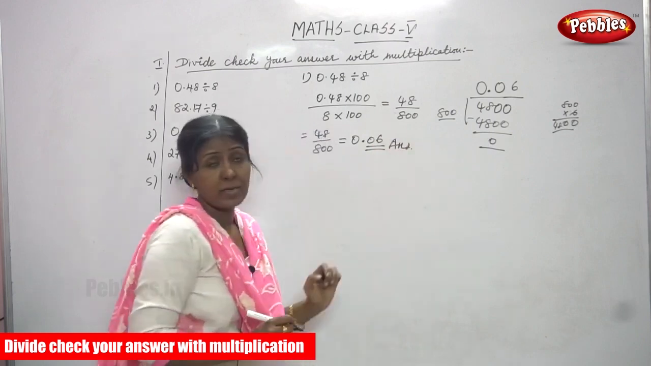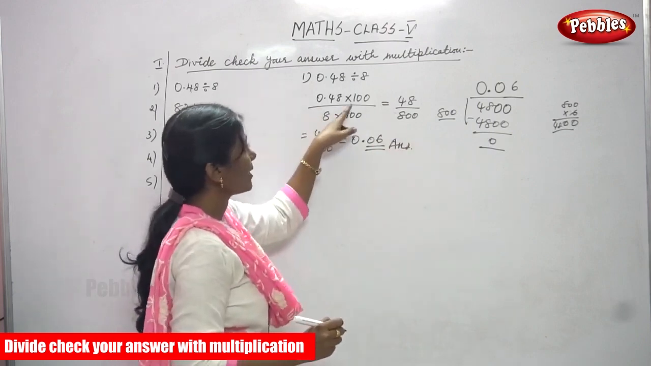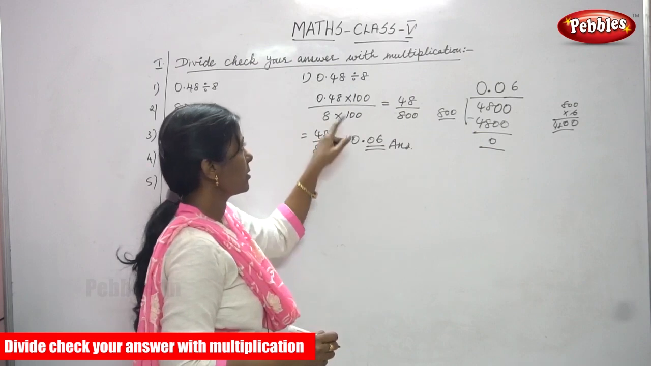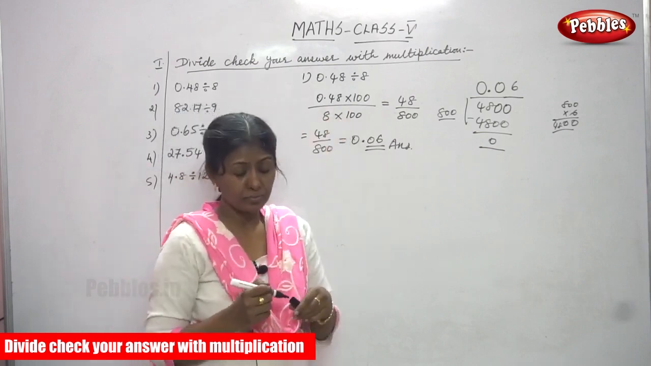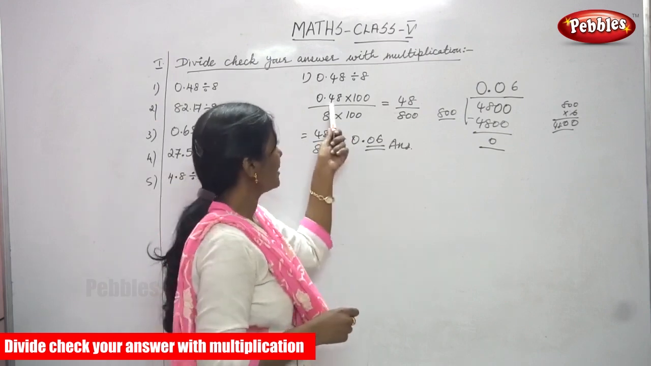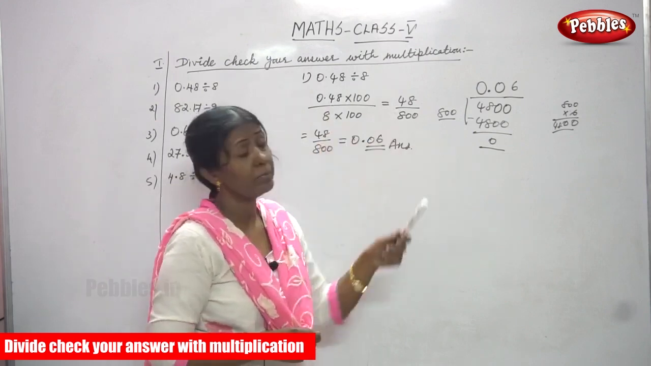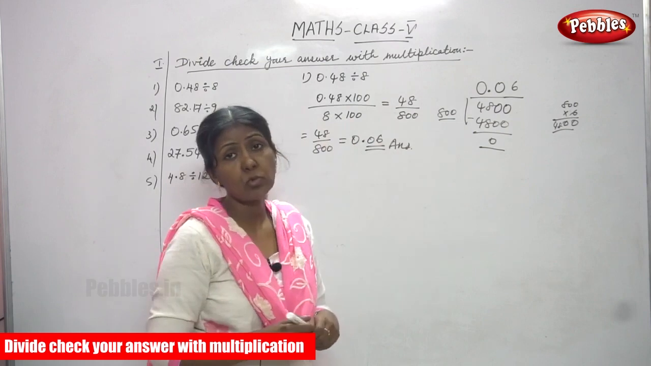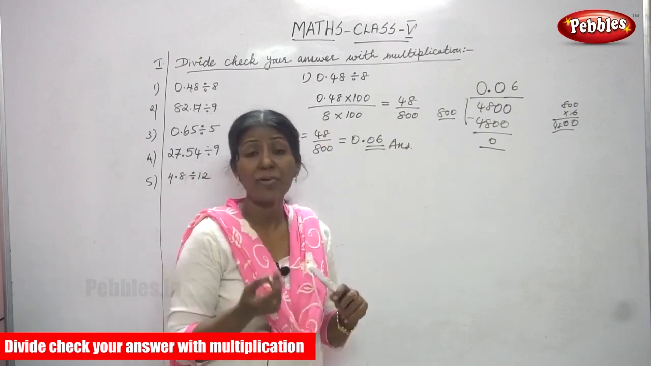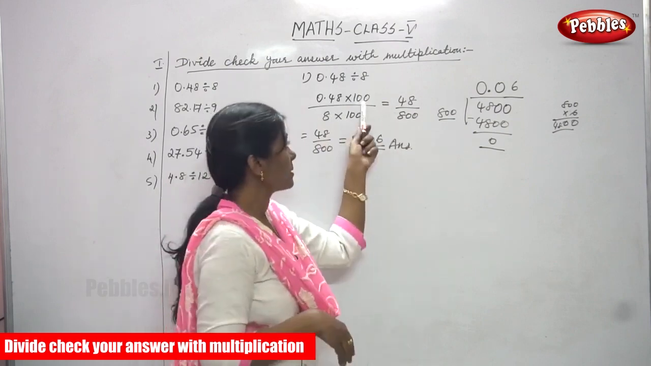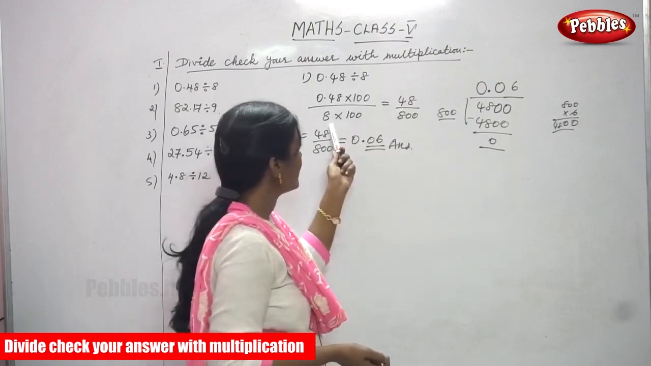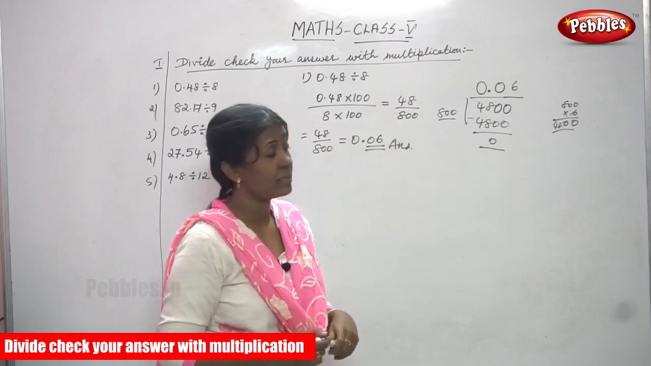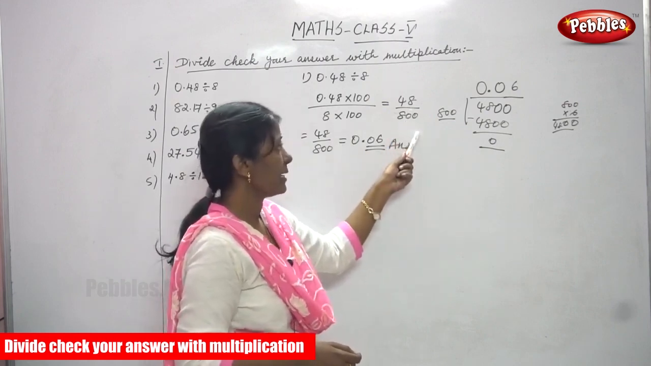I think you understand the sum. I'll just repeat: 0.48 into 100 and 8 into 100. 0.48 is a decimal number, so it is converted into a whole number. After the point, how many digits? 2 digits, so you have to multiply by 100. So it becomes 48, and 8 into 100 becomes 800. So 48 is divided by 800.